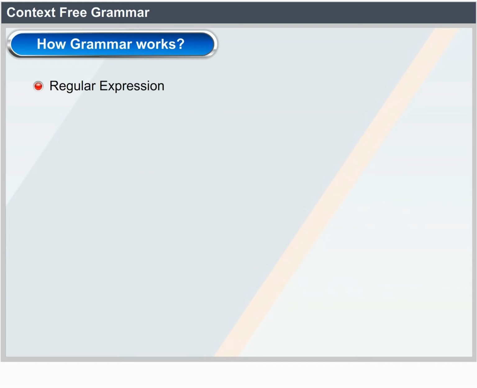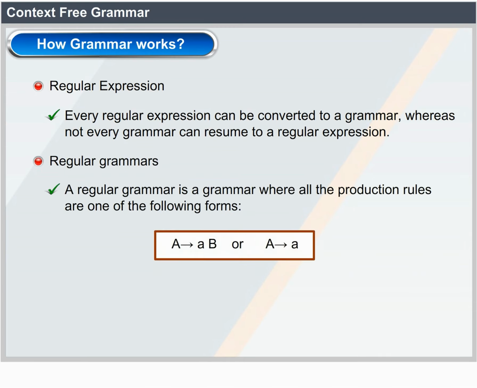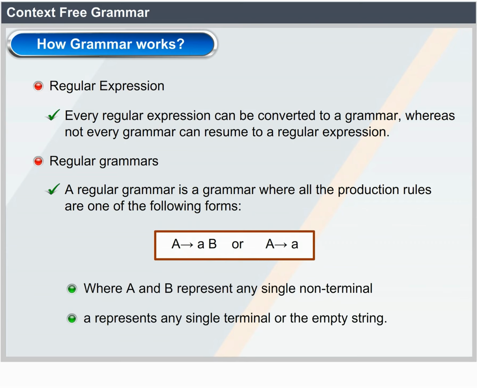Regular expression. Every regular expression can be converted to a grammar, whereas not every grammar can be reduced to a regular expression. Regular grammars. A regular grammar is a grammar where all the production rules are one of the following forms, where A and B represent any single non-terminal. Small a represents any single terminal or the empty string.